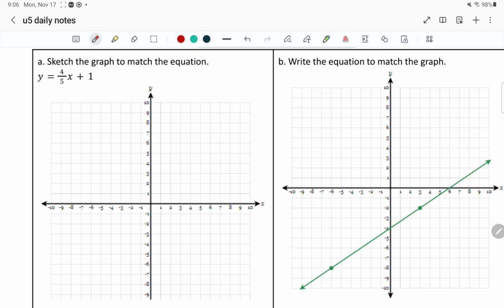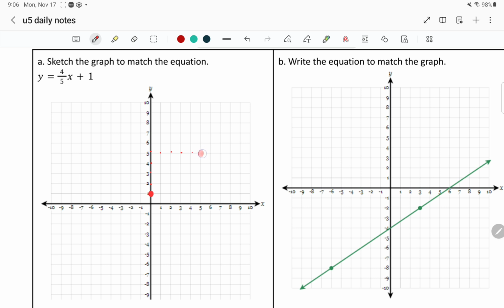We are going to graph. Oh, sorry, that equation. So we're going to plus 1, because that's my y-intercept. I always start with the y-intercept. And then from that point, I'm going to go up 4. 1, 2, 3, 4. And over 5. 1, 2, 3, 4, 5.